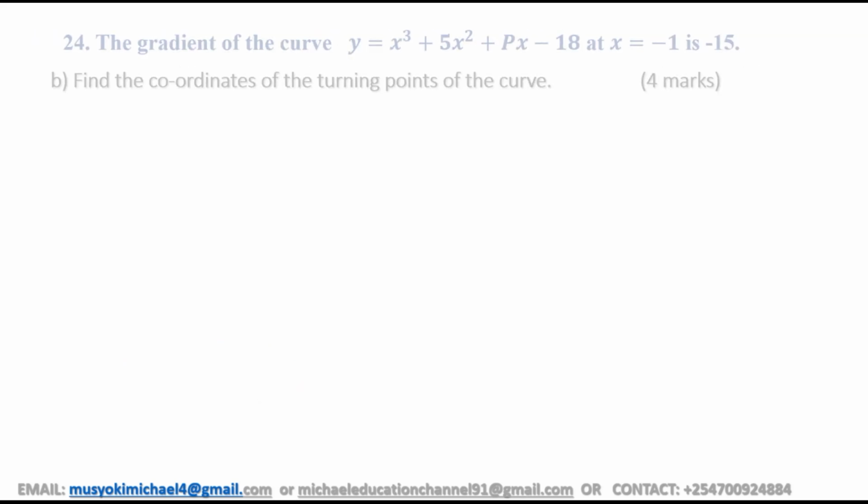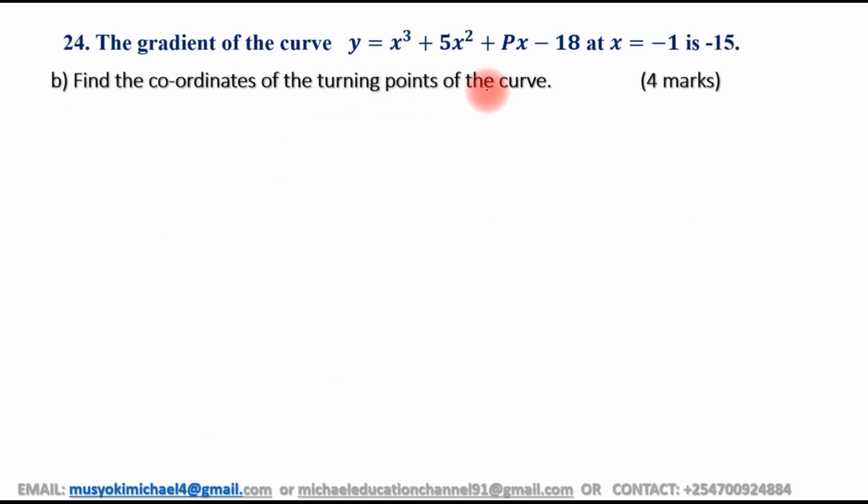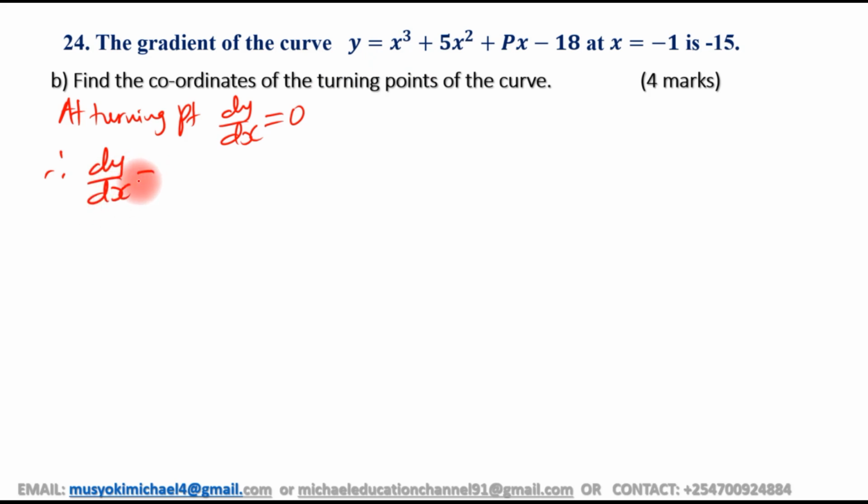Then finally, part B, find the coordinates of the turning points of the curve. So we need to know that at turning point dy over dx is equal to 0. That is at the stationary point. And therefore, we know that dy/dx is given as 3x squared plus 10x minus 8. That's actually what we got in part A. So 3x squared plus 10x minus 8 is equal to 0.